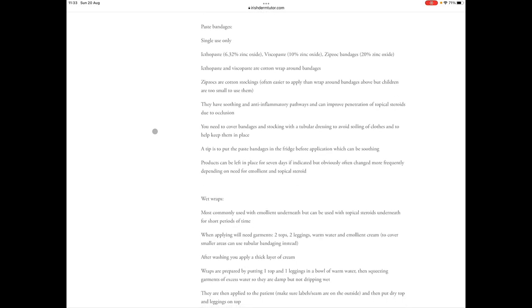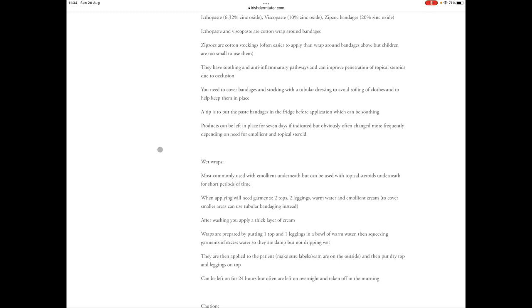So I'll talk about paste bandages, which are single-use bandages only, and they often contain an amount of zinc oxide. So there's Ichthopaste, which contains about 6% zinc oxide, Viscopaste, which contains 10%, and Zipzoc bandages, which contain 20%. The Ichthopaste and Viscopaste are essentially cotton wraparound bandages, the classic wraparound bandages that you have to do up yourself. Whereas Zipzocs are cotton stockings, so oftentimes they're easier to apply than the wraparounds, but unfortunately children tend to be too small to use them.